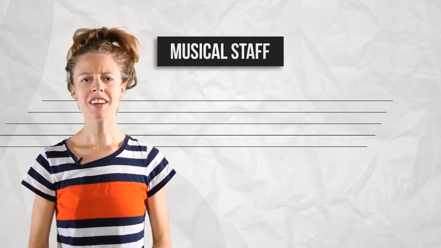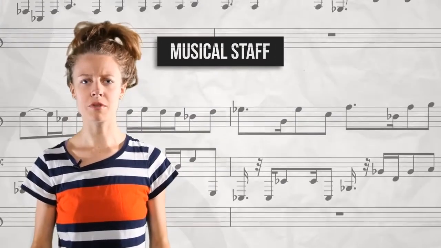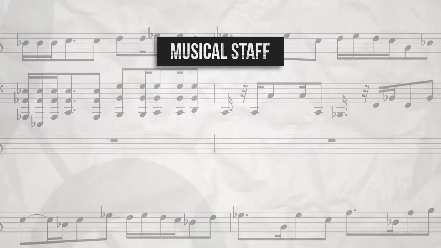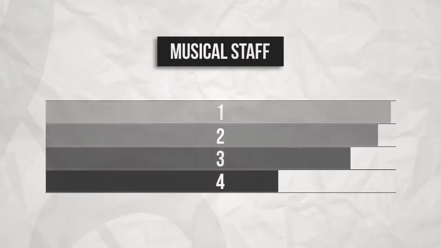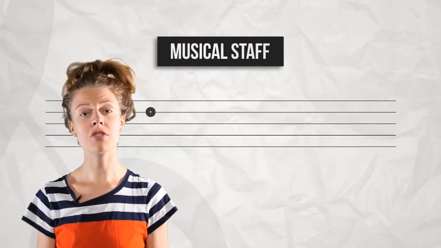This is a staff. Not that staff, we need the other staff. This is a musical staff. Think of it as the backdrop where all musical notes are mapped. As you can see, it has 5 lines and 4 spaces, and it's the placement of a musical note on that staff that gives us pitch.